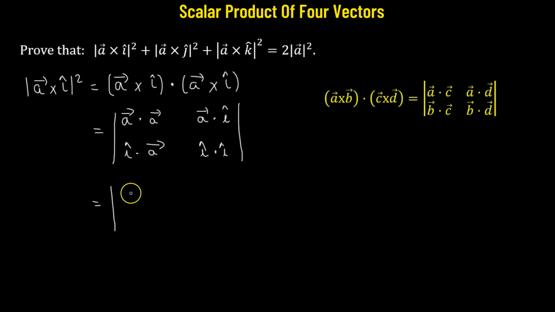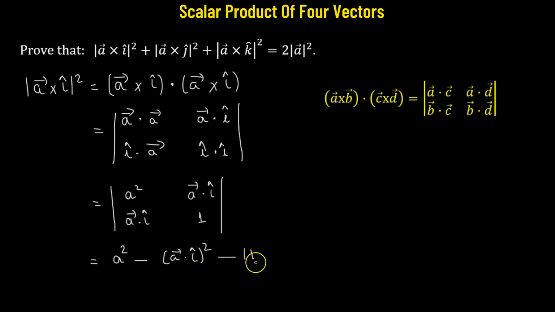Now, A vector dot A vector, that is simply A squared, or the magnitude A squared. Then we have A vector dotted with I cap. I cap dot A vector, this is the same as A vector dotted with I cap. And I cap dot I cap, so that's always 1. When you expand this 2 by 2 determinant, we have A squared minus A vector dotted with I cap squared. So let this be number 1.